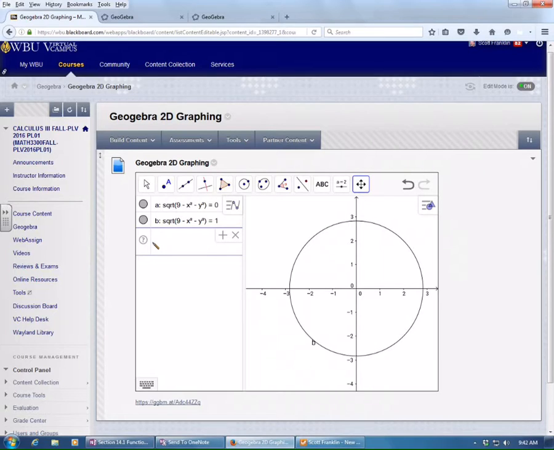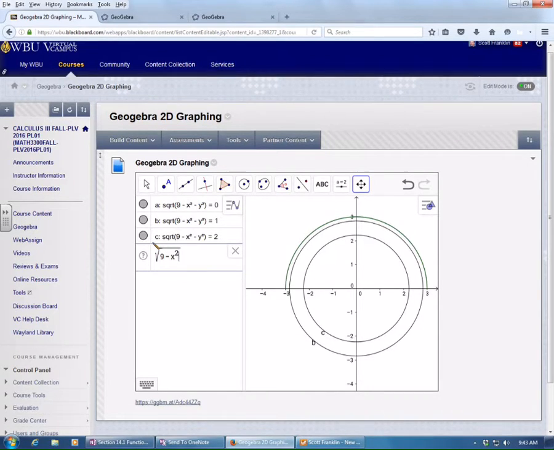Well, let's keep going. Square root of 9 minus x squared minus y squared equals 2. Square root of 9 minus x squared minus y squared equals 3.